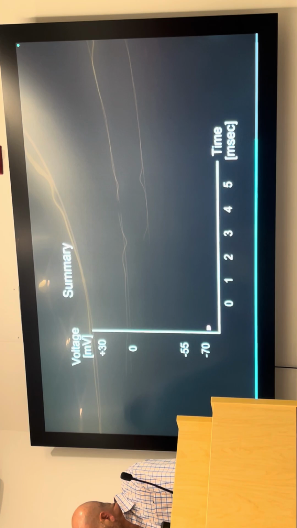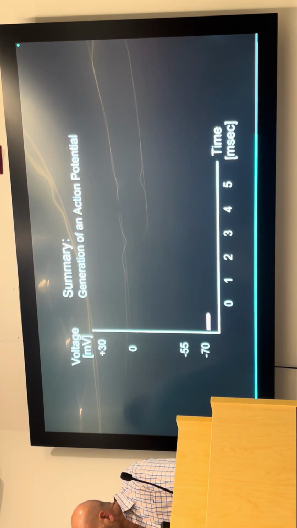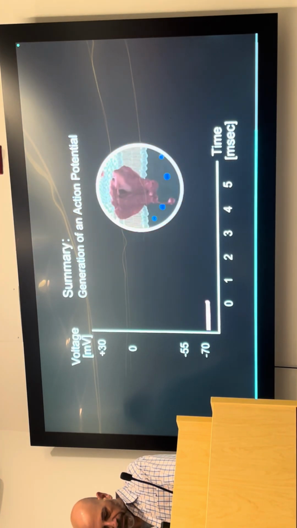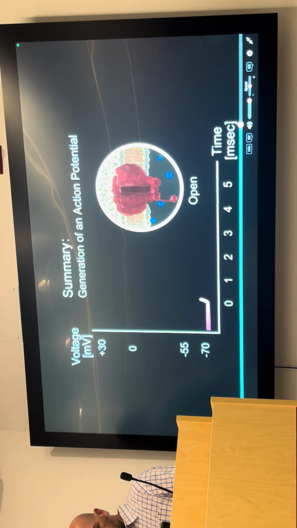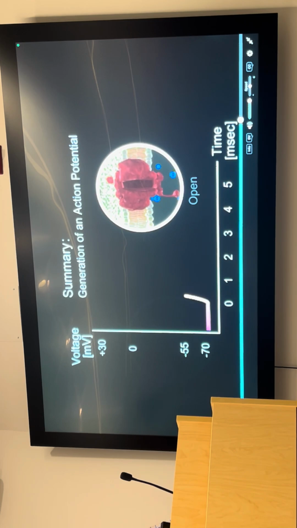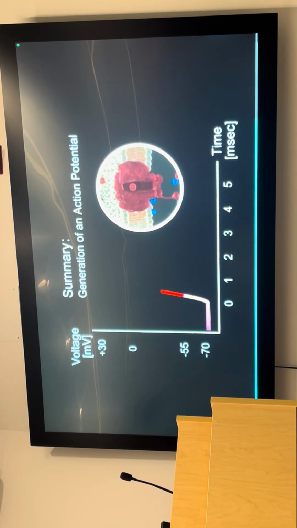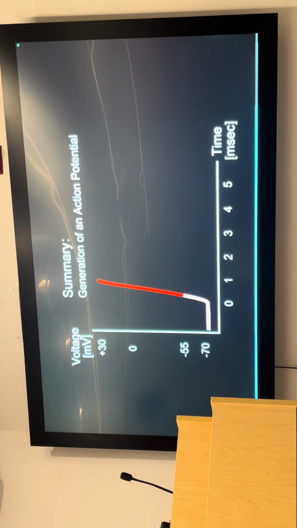Summary. Generation of an action potential. A threshold stimulus, something that gets us from negative 70 to negative 55. So these are like EPSPs happening right now. It opens voltage-gated sodium channels. Now we're in the action potential. Sodium ions fuse into the axon, depolarizing it to plus 30 millivolts.